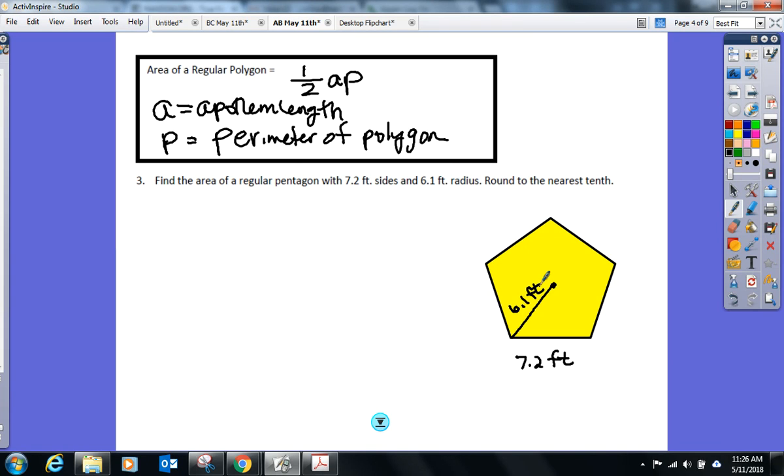All right, so I see it's regular, which tells me, go ahead and use 1/2 apothem times perimeter. What is one value out of these two that I can get very, very quickly? Perimeter, why? I have the side, and I know all 5 sides are the same. So the perimeter, 36. All right, now we have to work together to get the apothem length. Everyone okay on the 36 for the perimeter? 7.2 times 5.